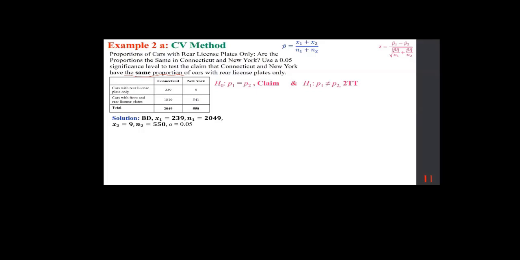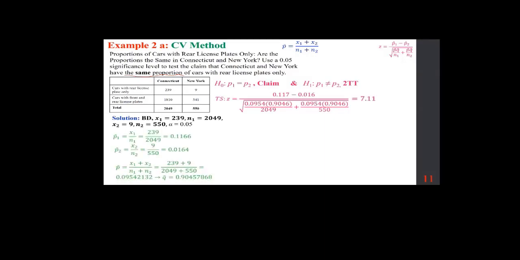In order to come up with the test statistic, we need p bar and q bar. So let's find p bar: x sub 1 plus x sub 2 divided by n sub 1 plus n sub 2. And then 1 minus that is q bar. To do this, we need to calculate that first.